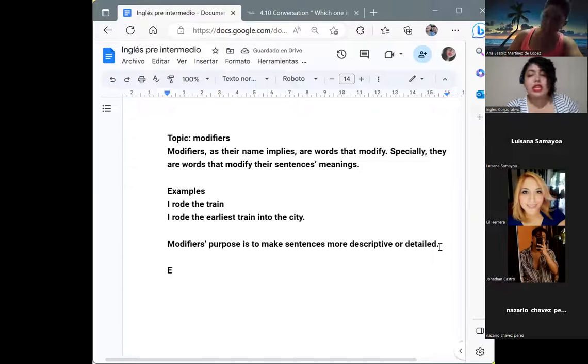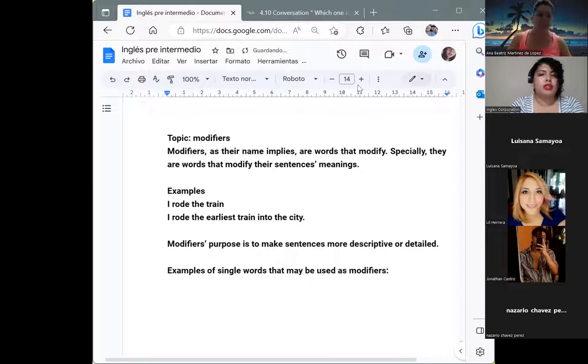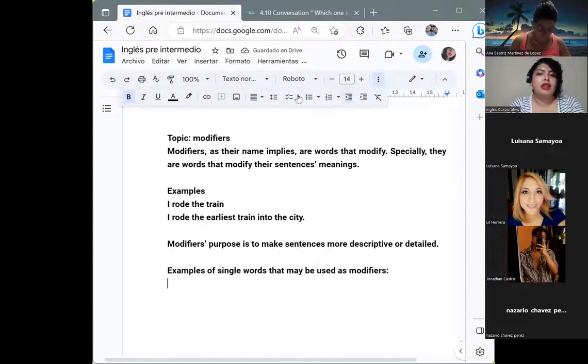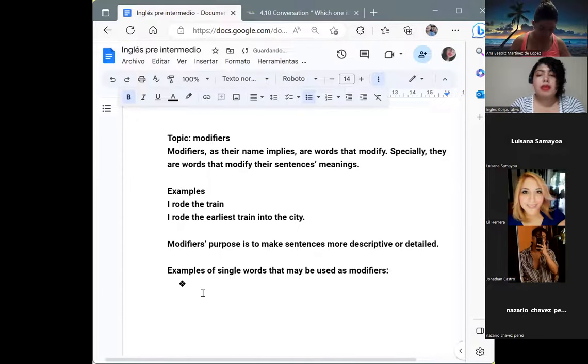Examples of single words that may be used as modifiers. In this case, we have like four different words. We're not going to make a long list right now. No vamos a hacer una lista larga. We are going to have just some examples.